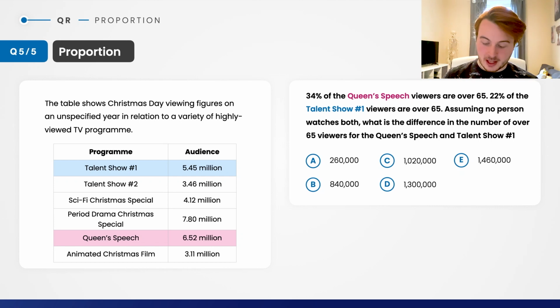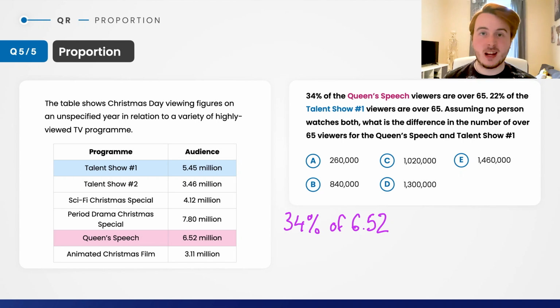So we're just going to want to work out how many of the over 65s were watching the Queen's speech, which is 34%. So that means that overall we're going to take 34% of that 6.52 million, which we would pop into our calculator as 0.34 times 6.52 for ease. And that's going to come out with 2.22. Now bear in mind that that's still in the units of million, but just for ease, we're not doing millions.